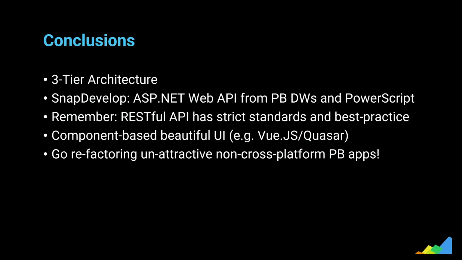Remember, RESTful API has strict standards and best practices, so you may need to adapt the code initially generated by SnapDevelop. That way, you're ready to present the Swagger interface to the UI developers and create a component-based, beautiful user interface. For example, Vue.JS and Quasar can be one development stack. So go and be ready for refactoring unattractive, non-cross-platform legacy PowerBuilder applications into modern 3-tier cloud apps.